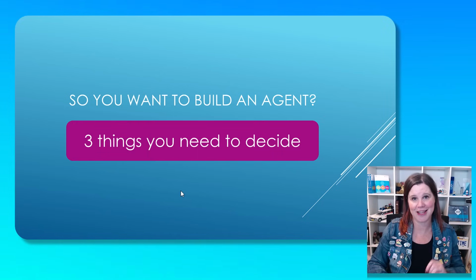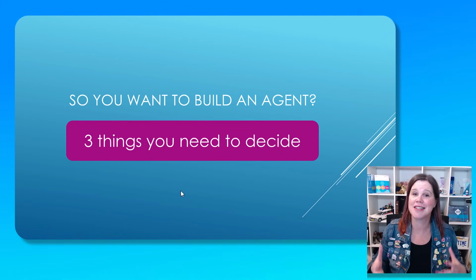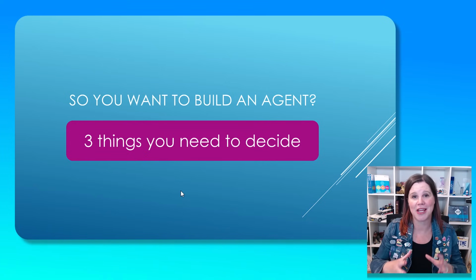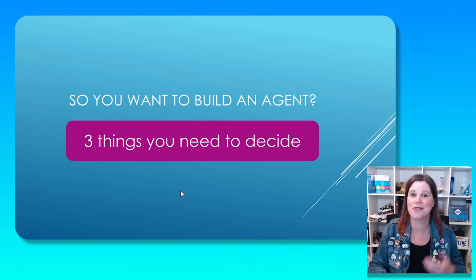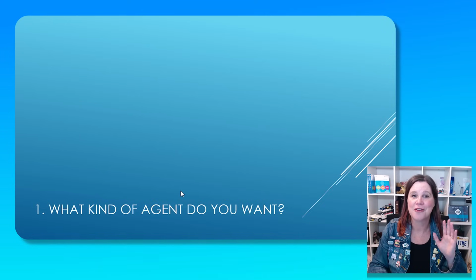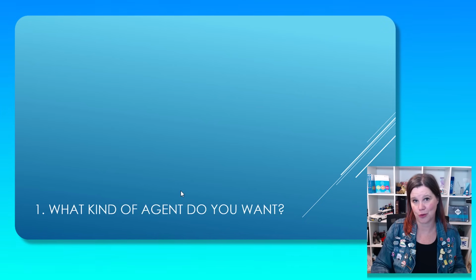There are three things that you need to know to be able to understand what is going on here with the types of agents you can build and where to start. We're going to go through all of this step by step. By the end of this video, you will know exactly what's what and how to do it. The first thing here is to understand what kind of agent you want to build.